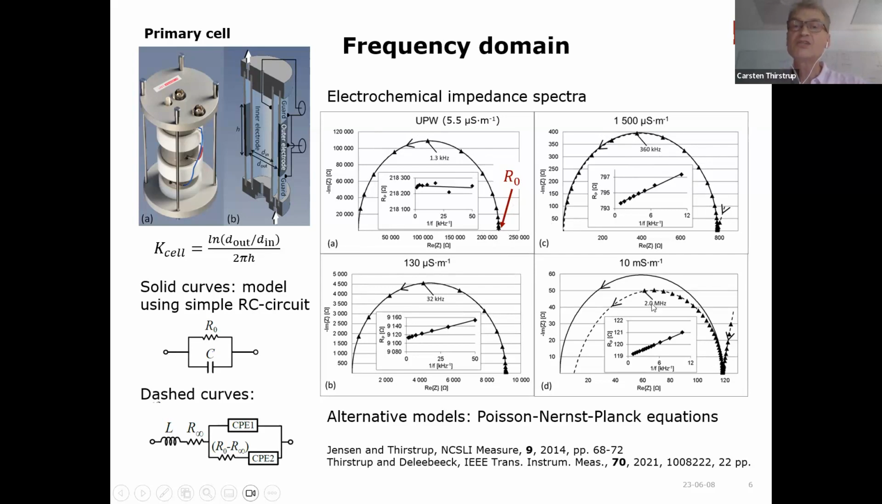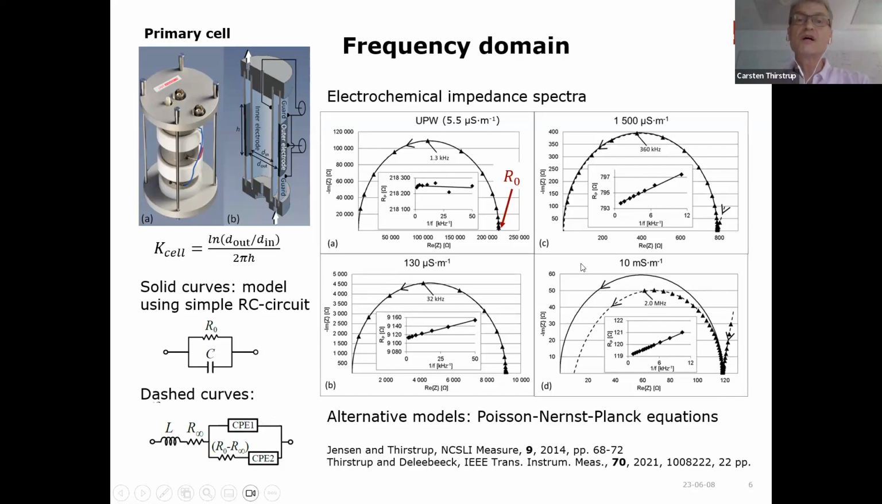But at the highest concentration, we cannot model the data points by this simple circuit. As you can see, this solid curve does not fit the data points very well. Then we need a more involved model, as shown here, where we have 2 constant phase elements which are like distributed capacitors. In this case, we have plotted the results of modeling, and we can see here that these dashed curves model the data points very well, but not the solid curve.